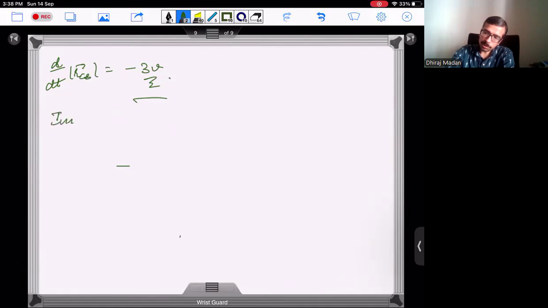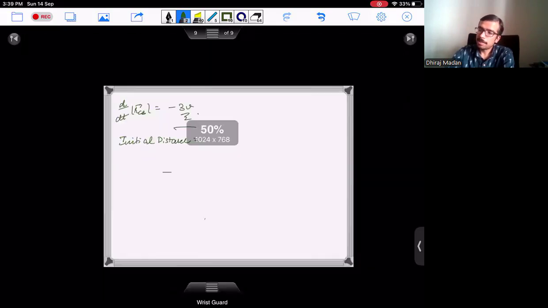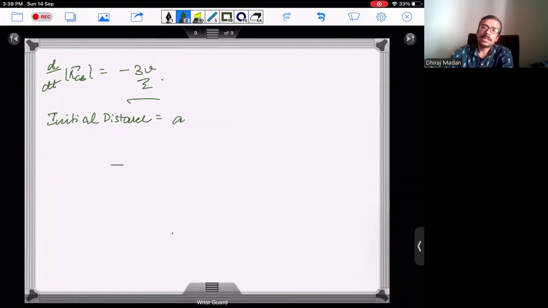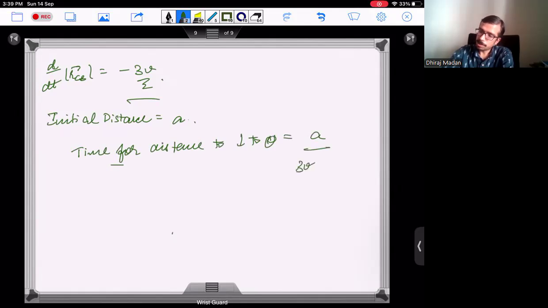Now, the initial distance we know between any two points, let's say B and C, is given as a, and this distance is decreasing with rate d by dt of the distance equals minus 3V by 2. So therefore, the time for the distance to decrease to 0 is nothing but the initial distance over the rate of decrease, which is 3V by 2. So overall, you get 2a over 3V, which is the final answer.